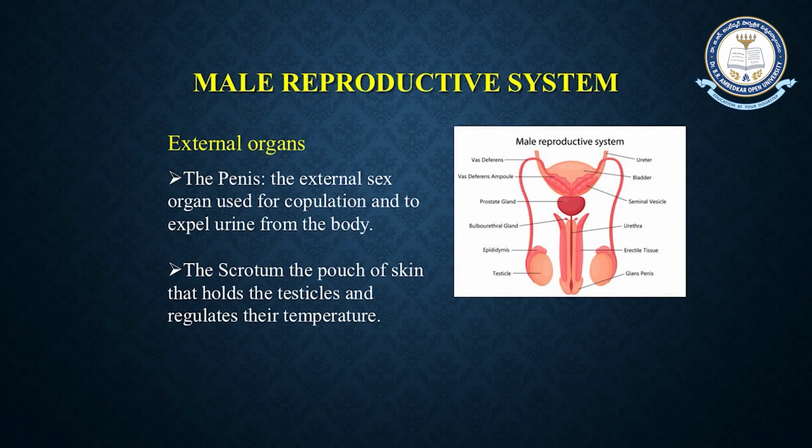Moving on to the male reproductive system. Male reproductive system, just like the female reproductive system, consists of external and internal organs. So let's start with the external organs. The external organs consist of the penis, that is the external sex organ used for copulation and to expel urine from the body. The scrotum, it is a pouch of skin that holds the testicles in place, and they help in regulating the temperature and maintaining the optimal temperature of the testes for sperm production.